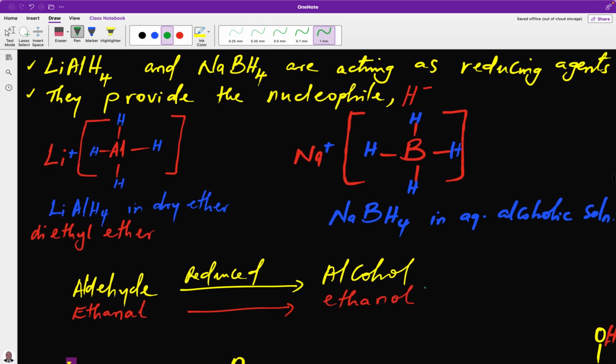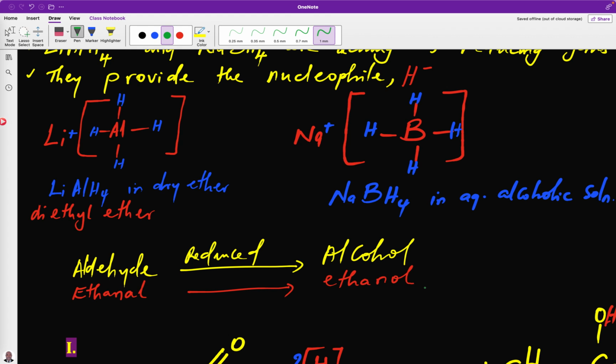Then, to show how aldehydes can be reduced back to primary alcohol, I said you have to warm this reducing agent with the aldehyde to get the primary alcohol.